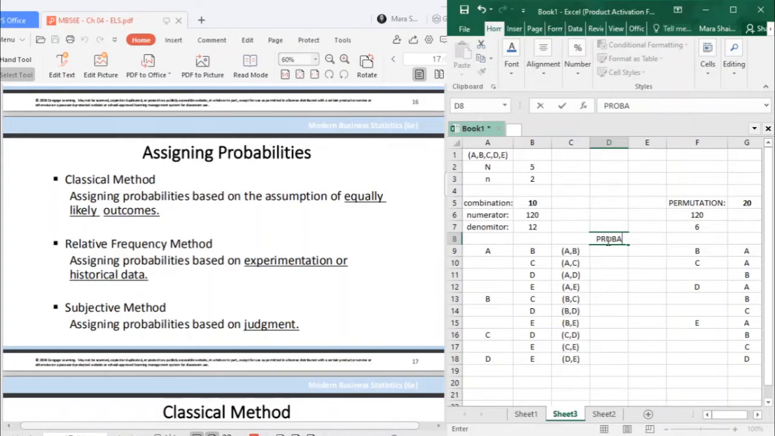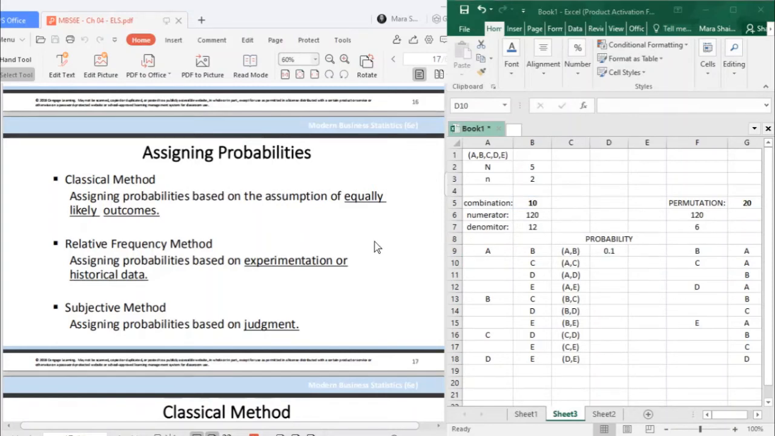Now, iyahang probability, if muingon tag under classical, if we say equally likely, meaning ang result na AB is parehas ra iyang probability sa result sa AC and so on and so forth. So, meaning, ang iyahang probability is 1 over N. Muna siya, na example later on.